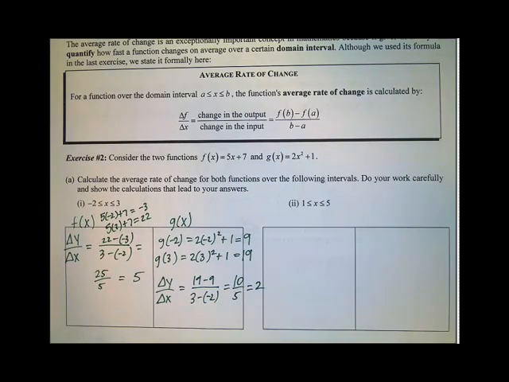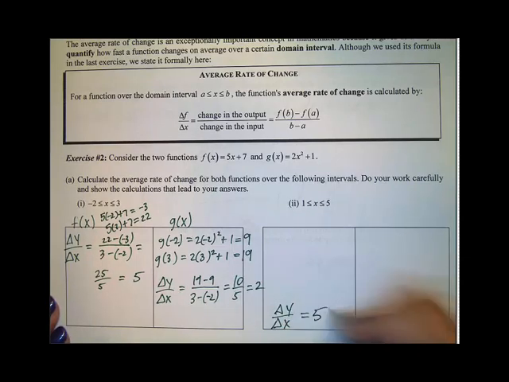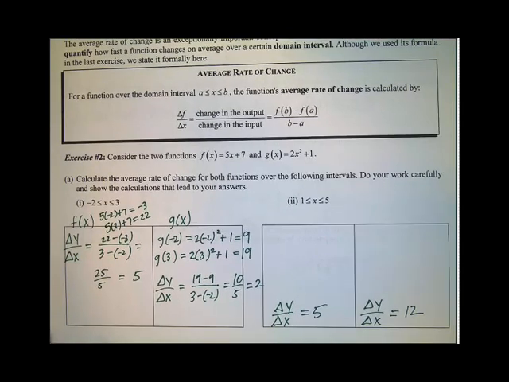So go ahead and try double I. Pause the video. Your answer for this one, for change in y over change in x, should have been 5. And this one for change in y over change in x should have been 12. Make sure you have the work to support those answers. If you need help, ask in class.